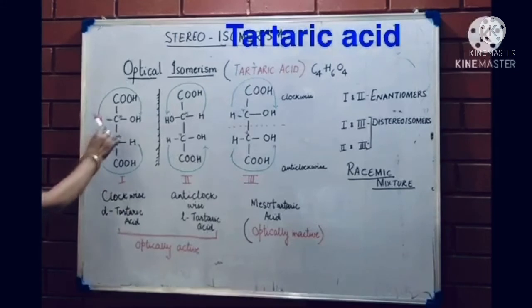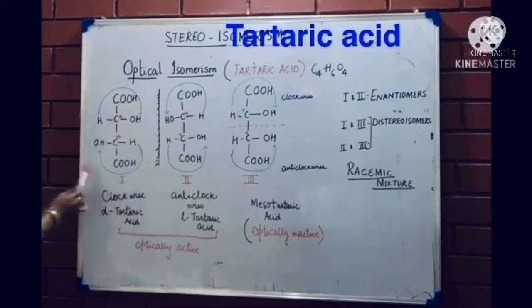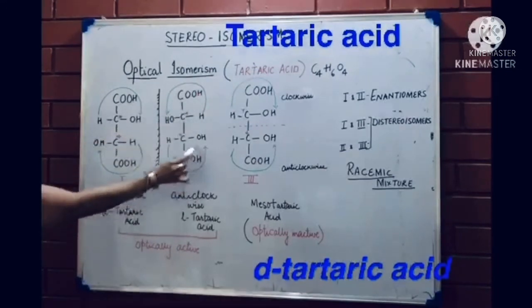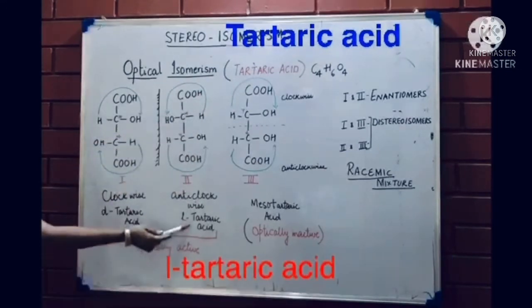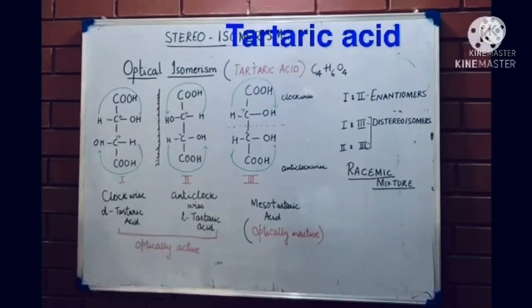As I told you earlier, we will draw from the top COOH to the bottom. So this is clockwise, so it is called D-tartaric acid. Similarly here, the direction is anti-clockwise, so this is L-tartaric acid. And both of them are optically active. Now look at the third structure.